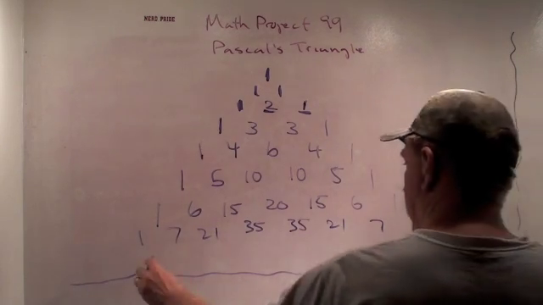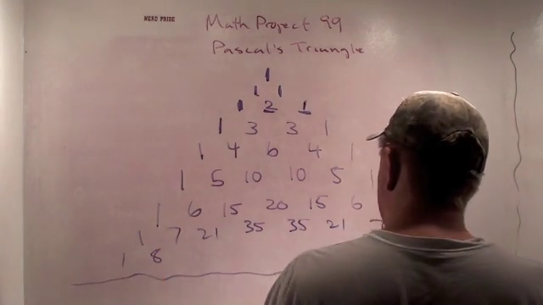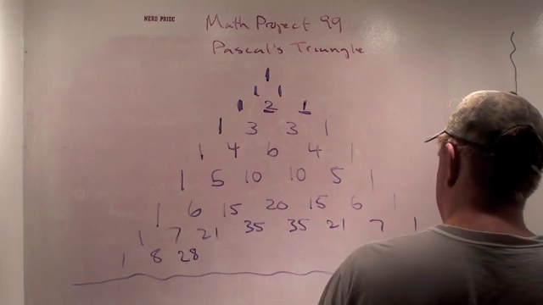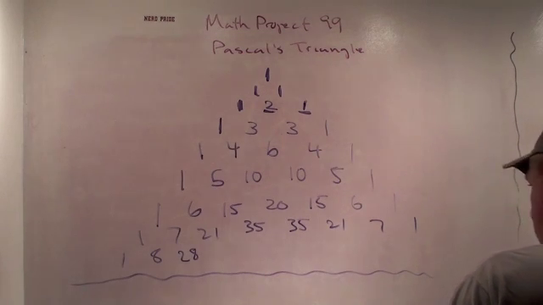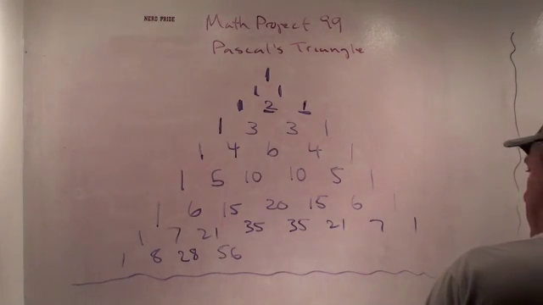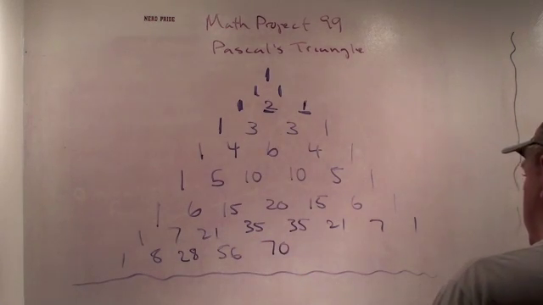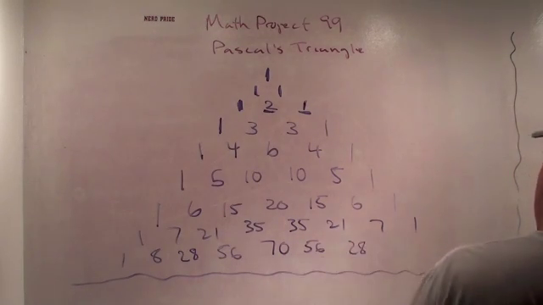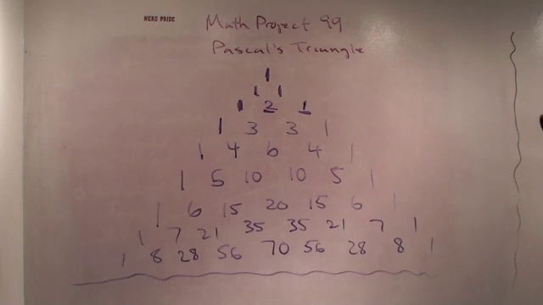Okay, last one. This one goes 1. And then we got 8. 7 plus 21 is 28. 21 plus 35 is 56. 35 plus 35 is 70, good. 35 and 21 is 56 again. 21 and 7 is 28. And so 7 plus 1 is 8. And then we end with a 1. Okay. It's a triangle.